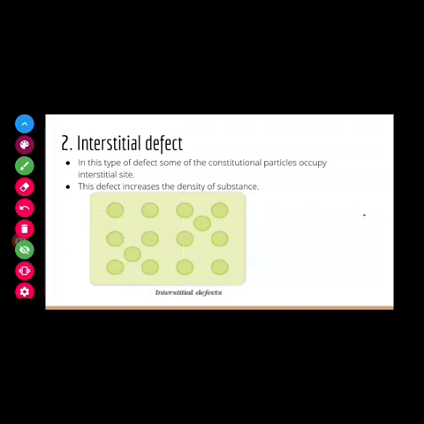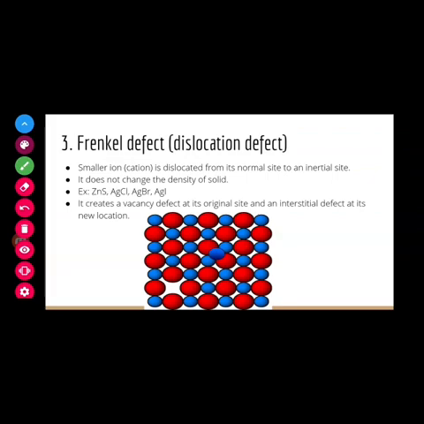Next, the third type of defect is known as Frenkel defect. Frenkel defect is also known as dislocation defect. In this type of defect, can you see in this picture, the blue color balls are cations. Cations are usually smaller in size. The red color balls are anions. So the smaller ion, which is a cation, is dislocated from its normal site to an interstitial site.